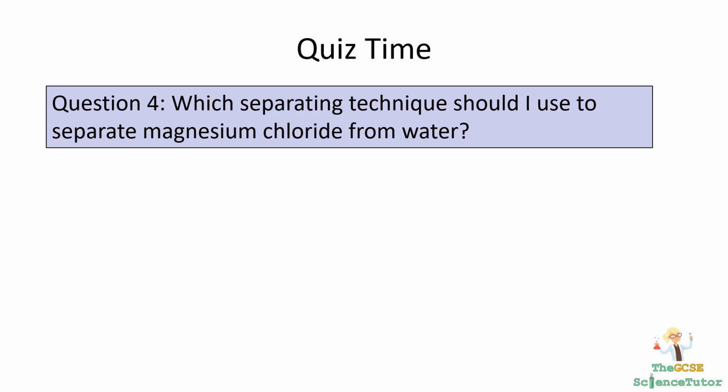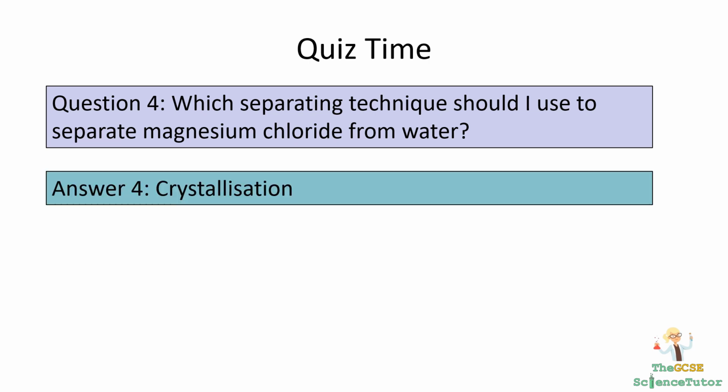Which separating technique should I use to separate magnesium chloride from water? Well, magnesium chloride is a salt and dissolves in water. Therefore, we can simply evaporate the water to leave behind the magnesium chloride through the process of crystallization.